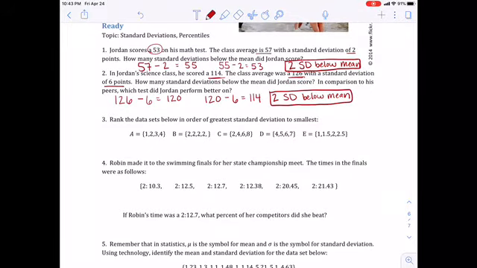Well, this means that in comparison to his peers, he scored 2 standard deviations below the mean in his math test. He also scored 2 standard deviations below the mean on his science test, which means he did the same on both tests.